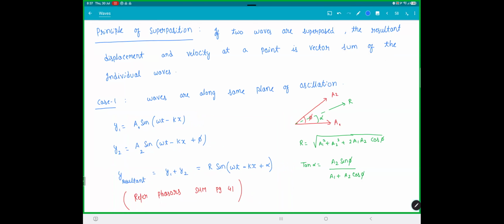So here, if you see, both the waves are pushing the particle in the y direction. If wave 1 pushes you by y1 and wave 2 pushes you by y2, then both of them together will push you by y1 plus y2. So this is when they're in the same plane. What happens if they're not in the same plane?